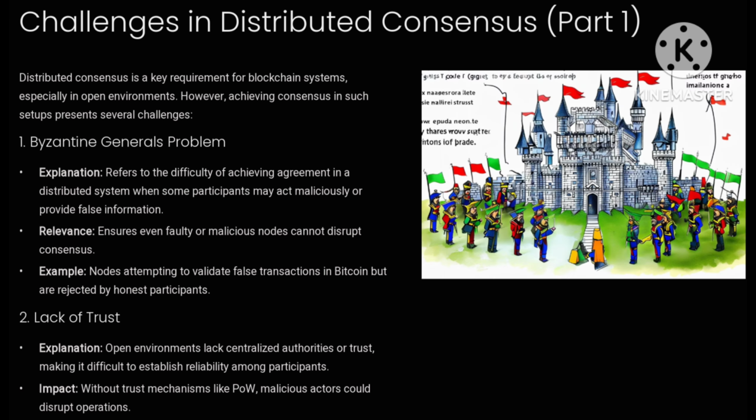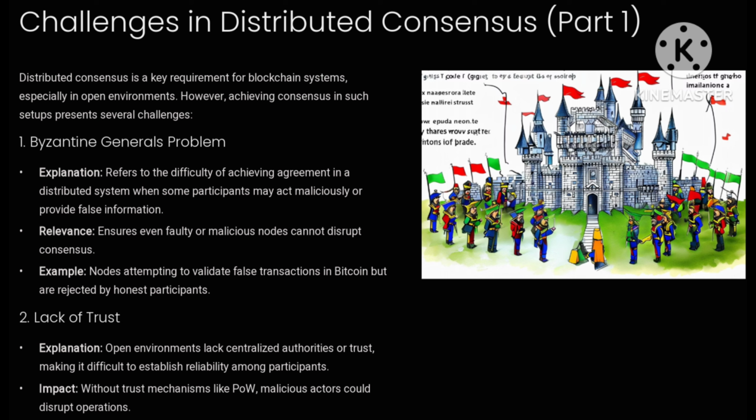Slide 2. Challenges in distributed consensus. Part 1. Distributed consensus is critical but challenging to achieve. Let's examine the major hurdles that blockchain networks face in open environments. Byzantine generals problem. This problem highlights the difficulty of reaching agreement when some participants may act maliciously or fail to communicate reliably. In blockchain terms, it means some nodes might validate false transactions, but the system must ensure they don't disrupt the network. Example. Imagine a group of generals trying to coordinate an attack. Some may be traitors, but the honest ones still need a way to ensure consistent decisions.